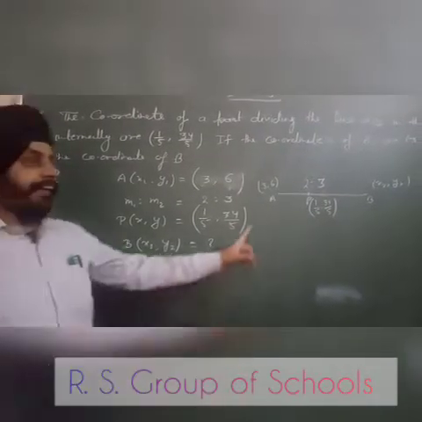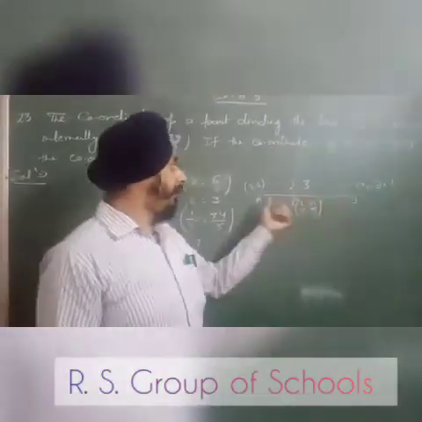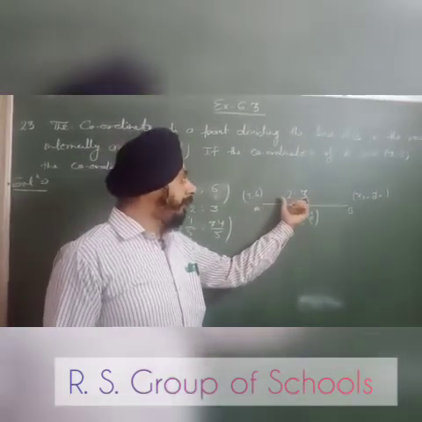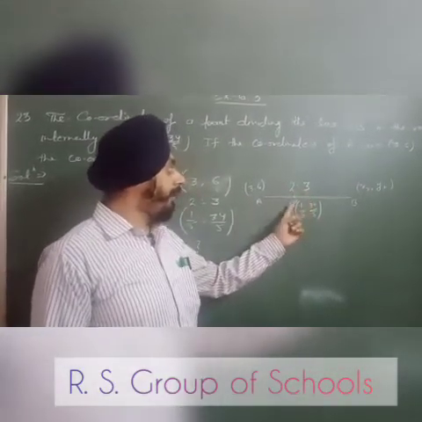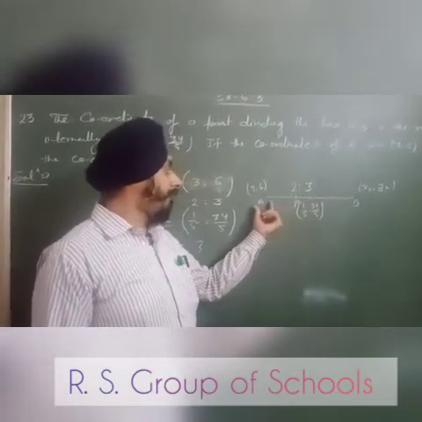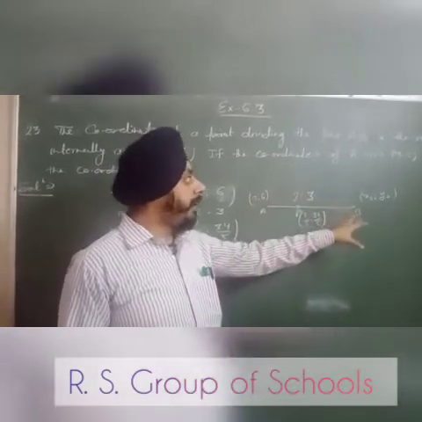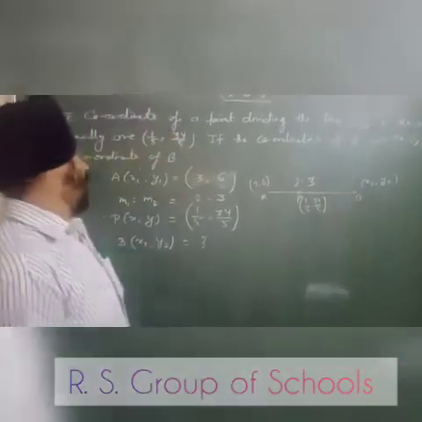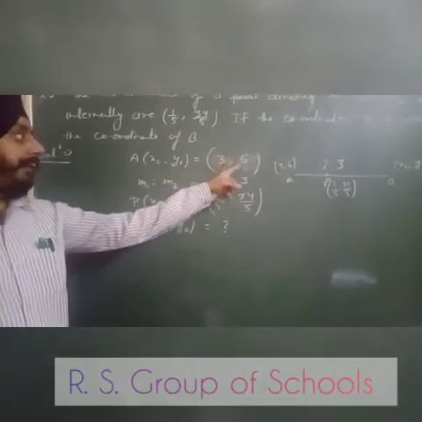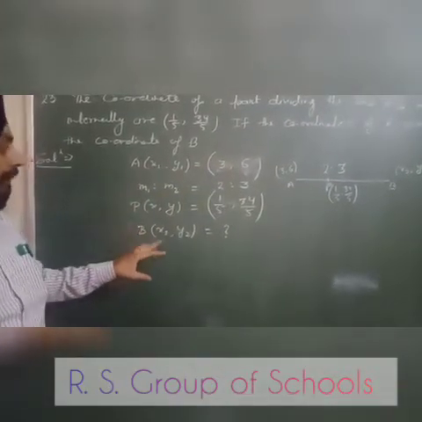We have a line segment AB. The point D divides AB in ratio 2:3, and its coordinates are (1 by 5, 34 by 5). The coordinates of A are (3, 6). We find the coordinates of B. Now we have the point x1, y1 as (3, 6), and we find the point B as x2, y2.